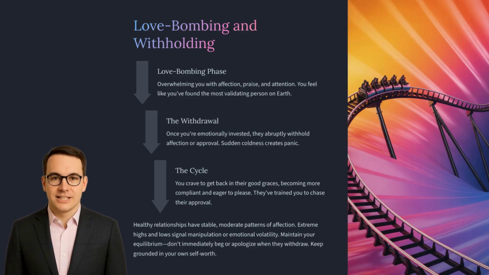If it's followed by sudden shifts, like they pull away or start criticizing you out of nowhere, you may be on a string. Healthy relationships and people have more stable and moderate patterns of affection and feedback. Extreme highs and lows are a sign of manipulation or emotional volatility. If you find yourself in this roller coaster, step back and assess. Are they manipulating me to chase their approval? Often, discussing the pattern with an outsider, who isn't under the person's charismatic spell, can help you see it clearly.